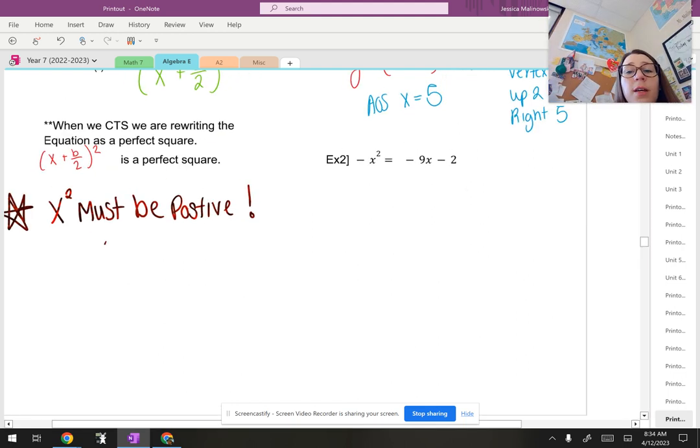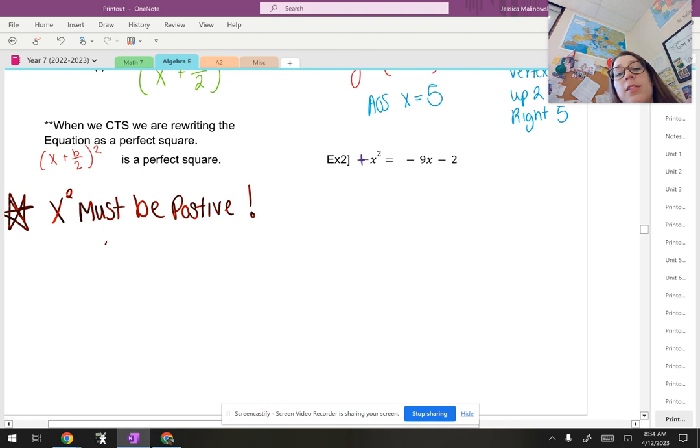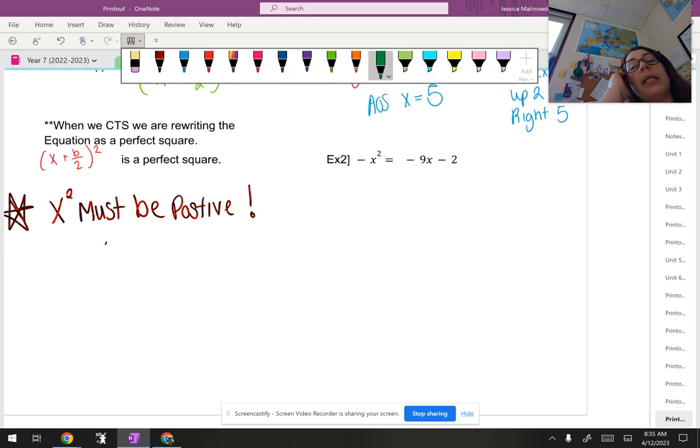So in this example here, the first thing I'm going to start with doing is adding that x squared over. If this was the other way around and this was a positive x squared, instead of moving the positive x squared over, I would move the other two pieces over. No matter what you do, the x squared has to be positive, otherwise this will not work.